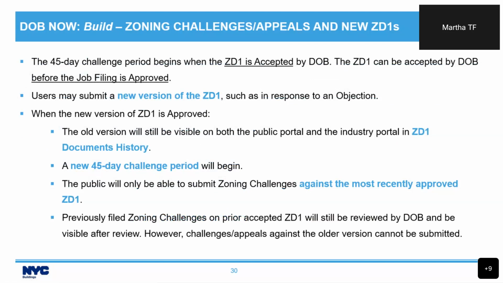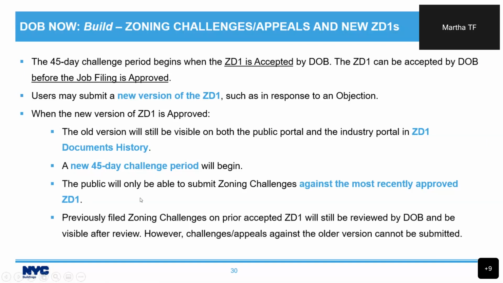Users may submit a new version of the ZD1, such as in response to an objection. When the new version of the ZD1 is approved, the old version will still be visible on both the public portal and the industry portal in the ZD1 documents history. In addition, a new 45-day challenge period will begin when the new version of the ZD1 is approved.